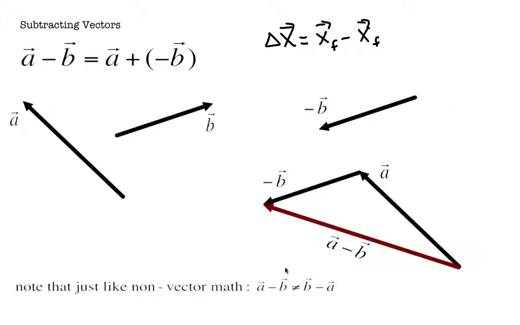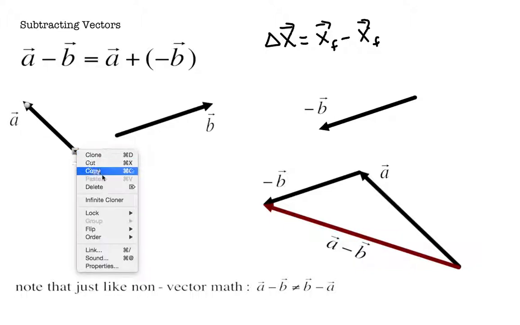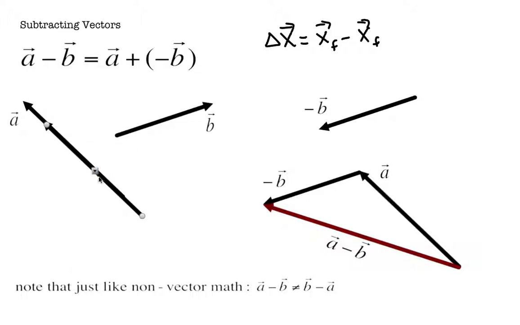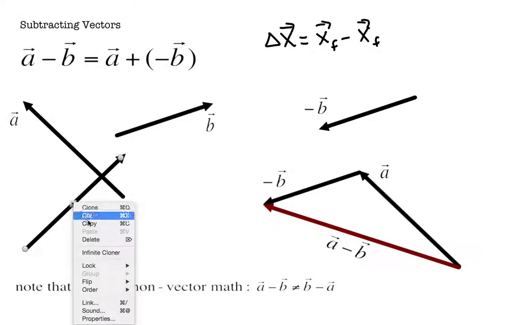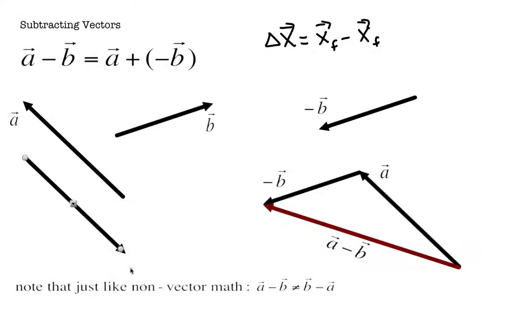And just like in the normal mathematical world, A minus B is not equal to B minus A. Those are two different vectors. If you think about it, B minus A, that would be this vector B plus the opposite of A. And we could take a look at that really quick. I could take vector A and clone it here. I'll move it over, and I'm going to flip the direction by flipping it left-right and then flipping it up-down. So here is vector minus A.